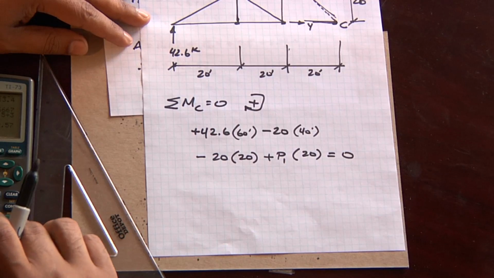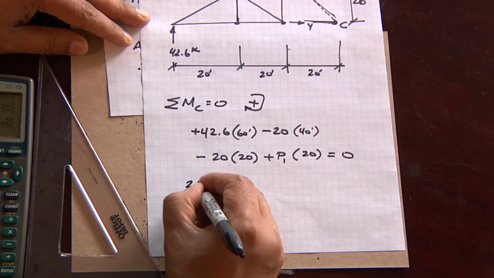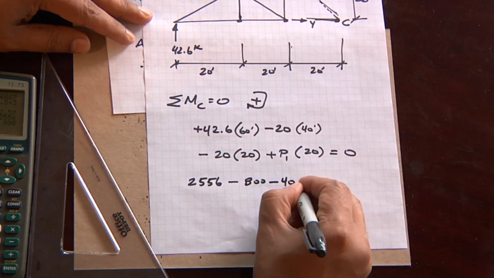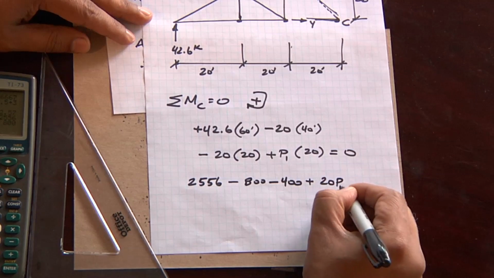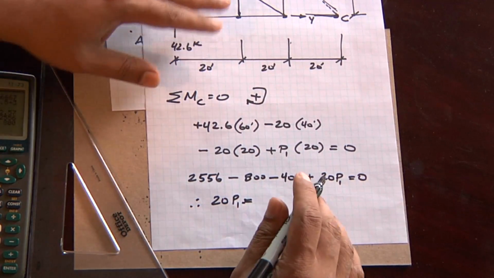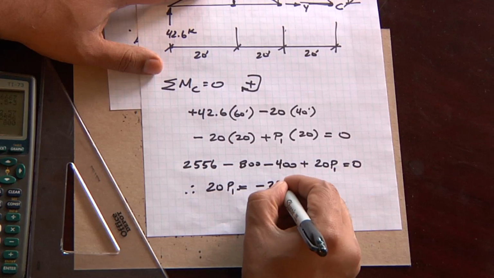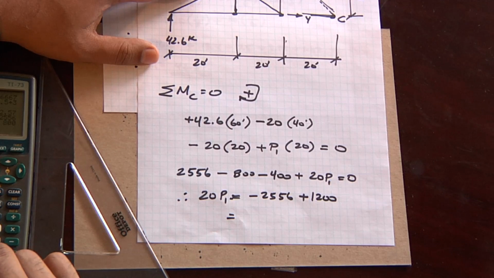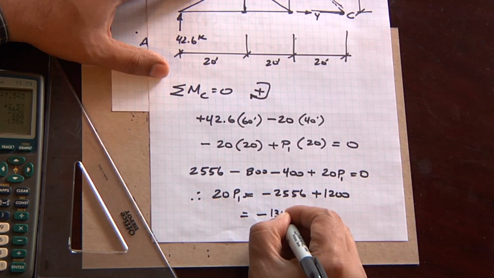So we have 42.6 times 60, 2,556, minus 20 times 40, 800, minus 400 plus 20 P1 equals 0, or 20 P1 equals minus 2,556 plus 1,200. So we have 1,200 minus 2,556 gives us a negative 1,356.